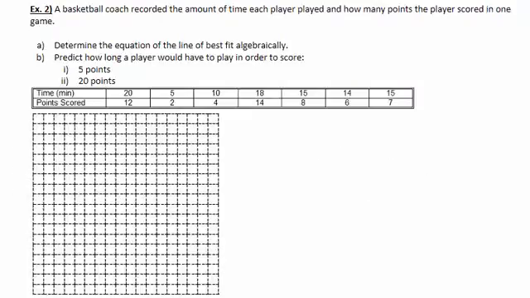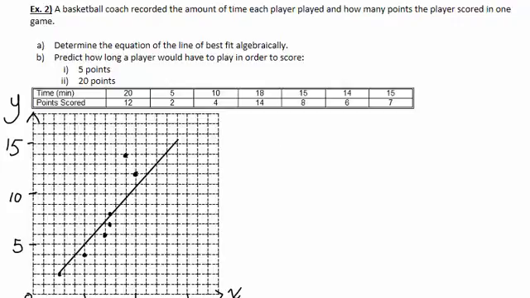Example 2. A basketball coach recorded the amount of time each player played and how many points the players scored in one game. A. Determine the equation of the line of best fit algebraically. So the first thing we need to do is plot all of the points. So I've plotted the points and drawn my line of best fit. I've done the best job I can to go through as many points as possible and have an equal spread of dots on either side of the line.